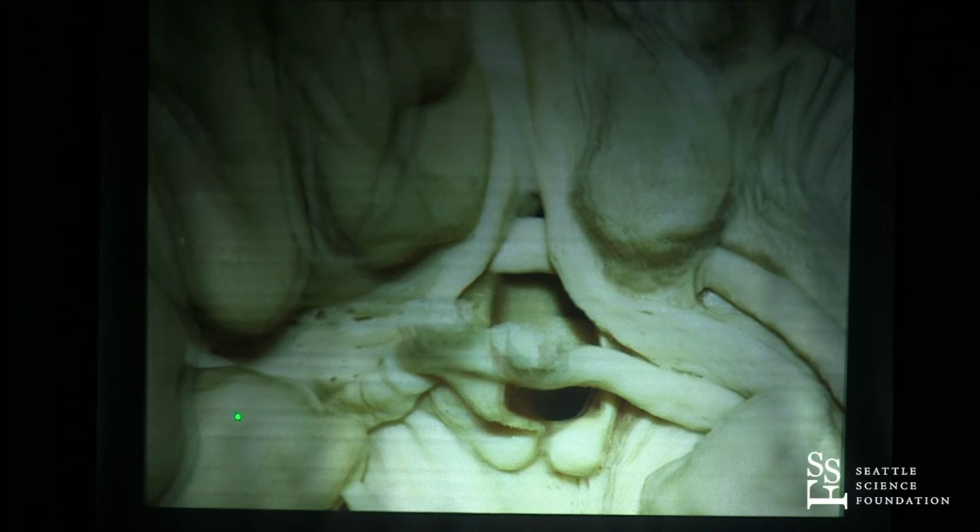What is this? This is cortex. Apex. What is this? Uncus is the most medial aspect of the temporal lobe, right? This is the apex of the uncus. This is uncus. So if I remove the cortex of the uncus, what do I have inside the anterior half of the uncus? Amygdala.